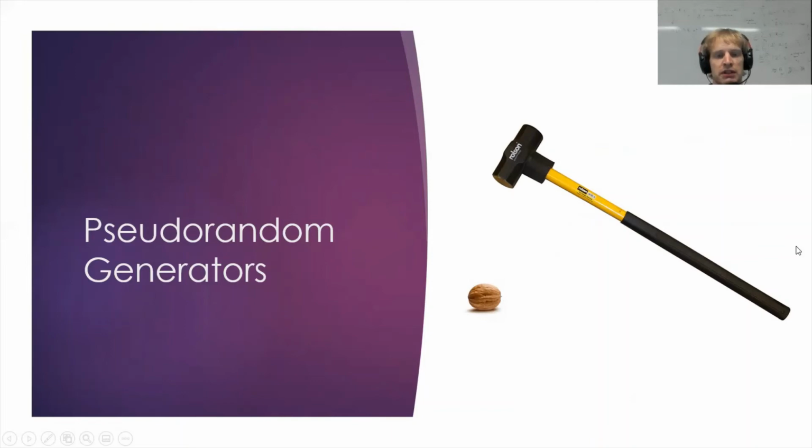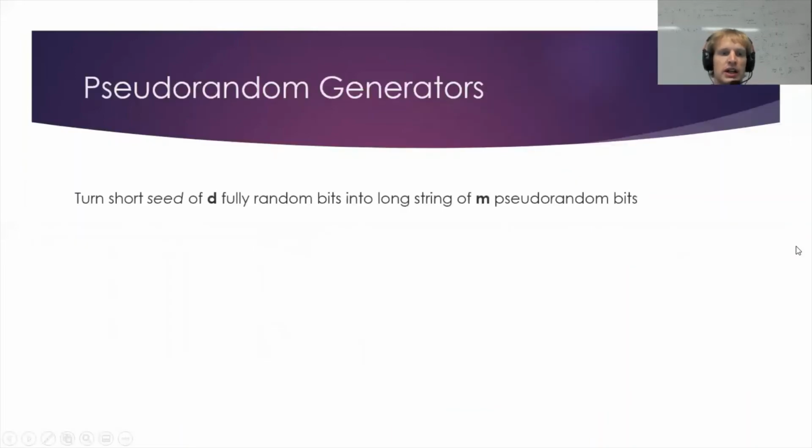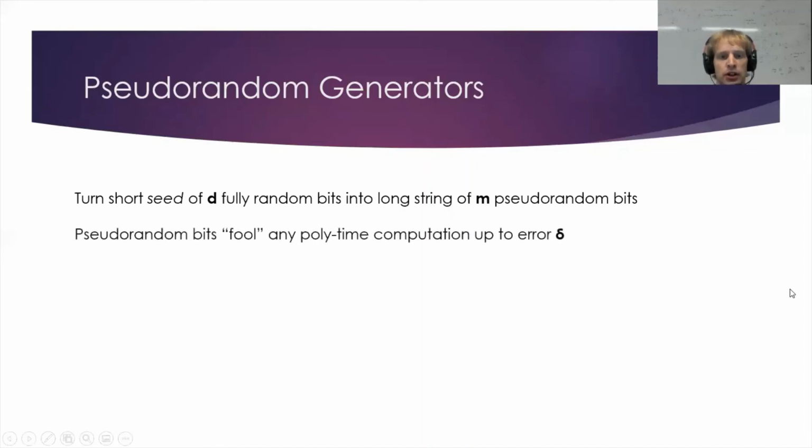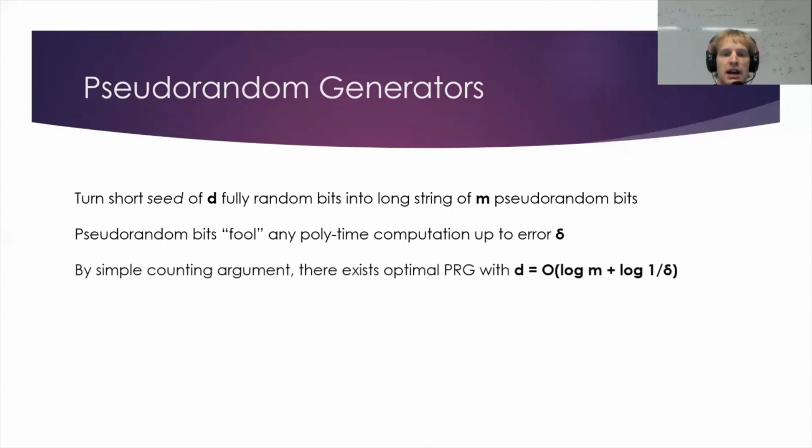So what are pseudorandom generators? Well, again, they're a means of turning a short string of random bits into a much longer string of pseudorandom bits. So in a way, reducing the amount of randomness we use. By pseudorandom here, I just mean that a polynomial time computation can't tell that these aren't random up to some amount of error. Okay, so these look the same up to some error parameter delta as random bits for any polynomial time computation. And the first thing you see when you look up pseudorandom generators is that there exists a quite simple optimal pseudorandom generator that has this expression for how many random bits you need, which is quite short.